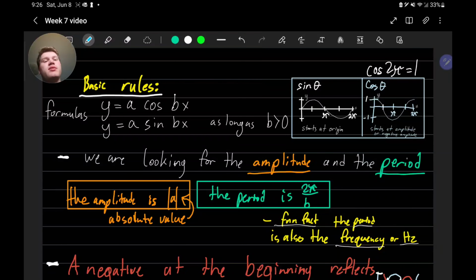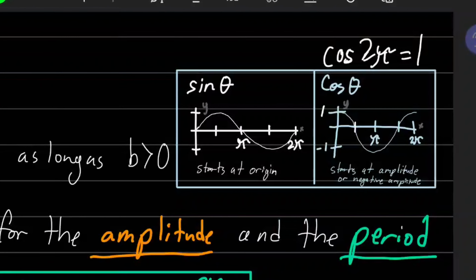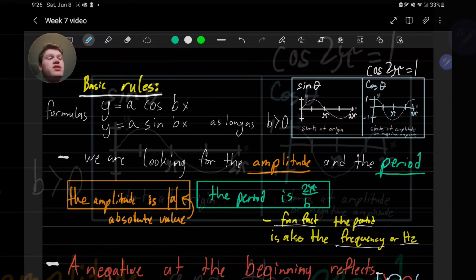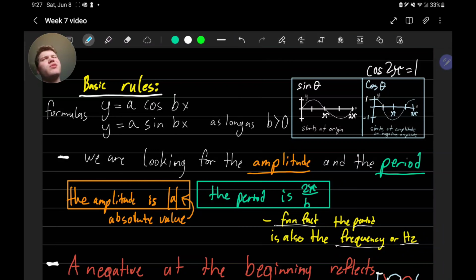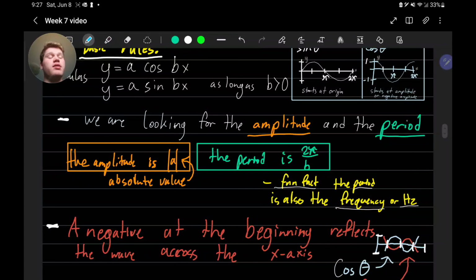y equals a sine of bx, as long as b is greater than 0. What we're looking for is the amplitude and period. You'll notice that a sine wave starts at the origin and a cosine wave starts at the amplitude. Well, sort of the amplitude. It can also be negative too. So it isn't exactly a negative for the amplitude. The amplitude always has an absolute value, which is why it's always positive. And the cosine can start on the negative. We'll see that in a little bit.